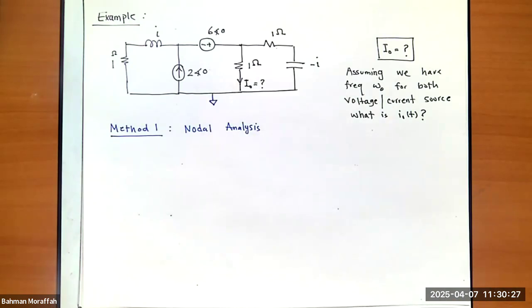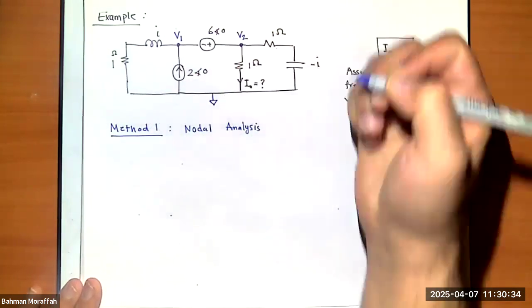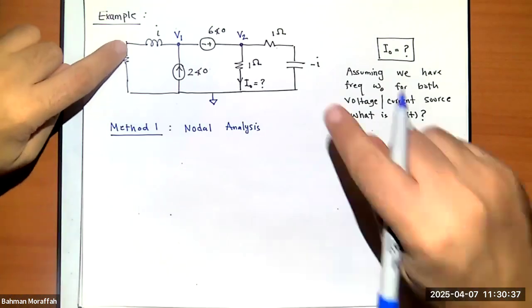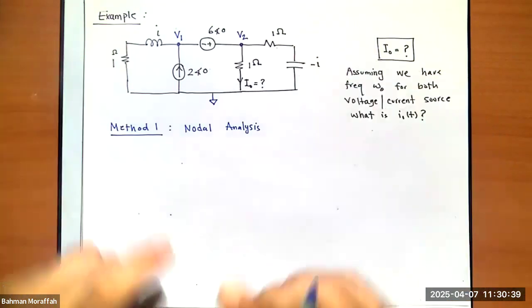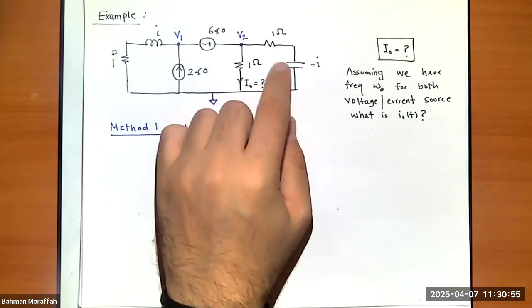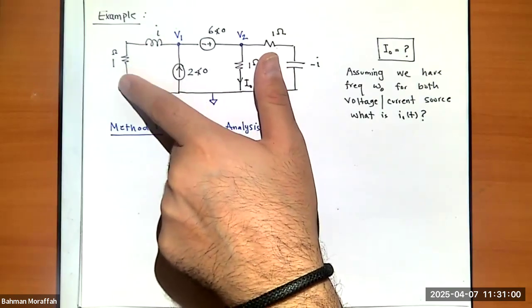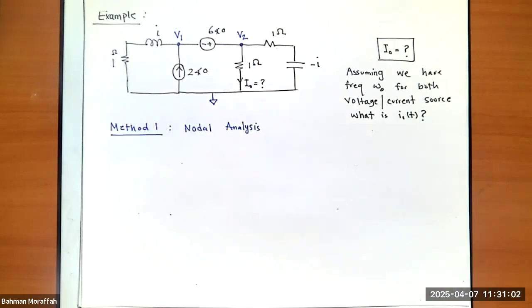What is the second step? Name the nodes. I claim this is node 1, this is node 2, but I'm not going to name this node and this node. Why? Because remember, as soon as I go from time domain to the frequency domain, which is this circuit, I can treat all the elements as a resistance. If I can do that, then these two elements are in series, so are these two. So I can combine them, right?